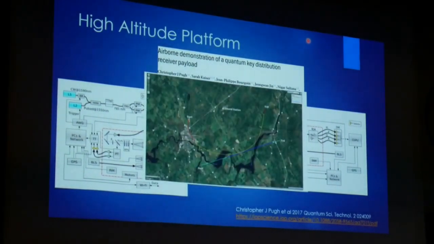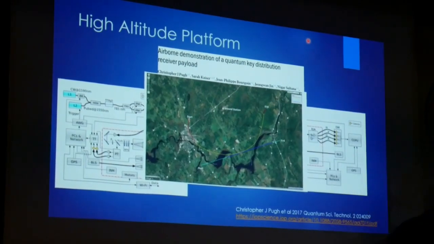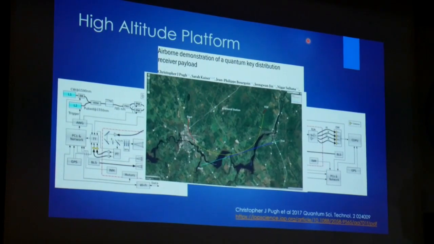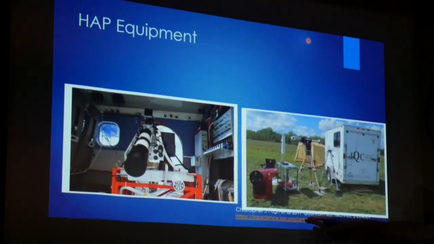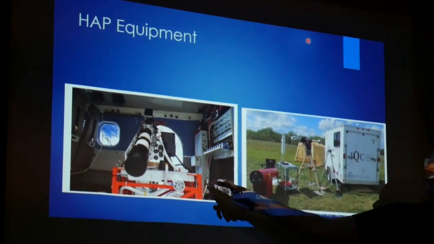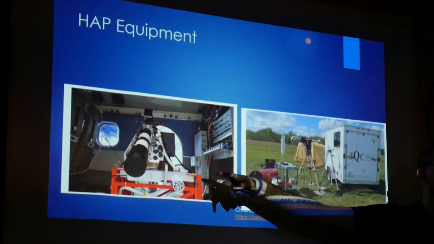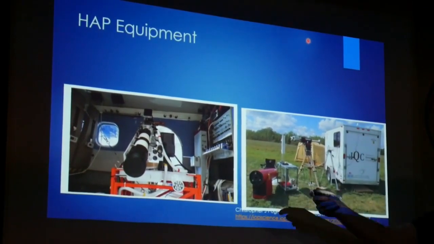The plane flew two paths. It flew an arc, about 7 kilometers, and then it flew a straight line. They were roughly 3 kilometers downrange. So that was the line that they were doing. This is the machine. This is all from a paper by Chris Pugh. And this is the actual thing inside the plane. It looks like a big telescope with a bunch of stuff on there. That's why we call it a telescope, because it looks like a giant telescope.